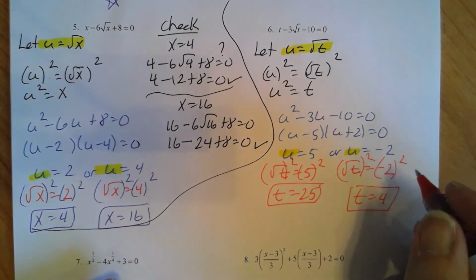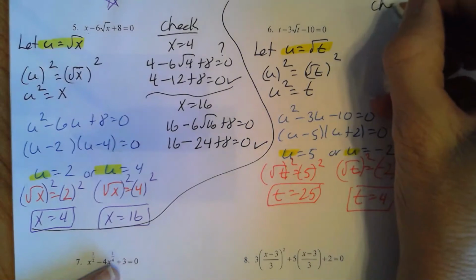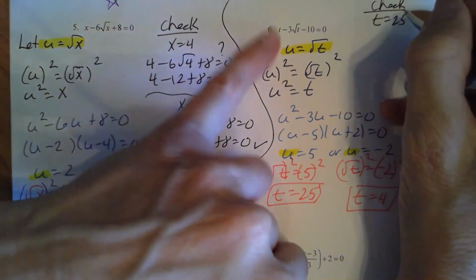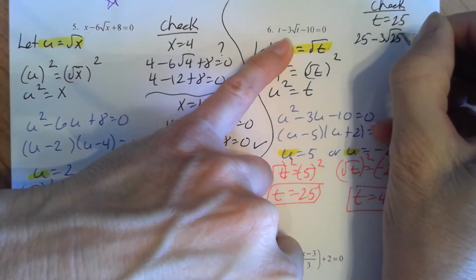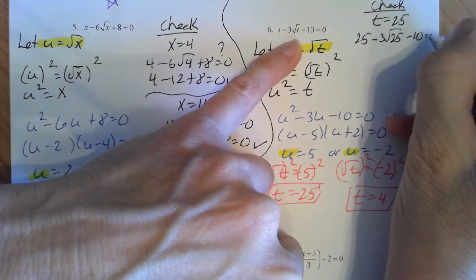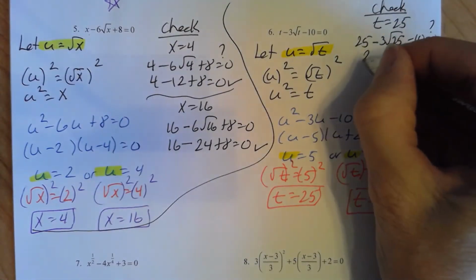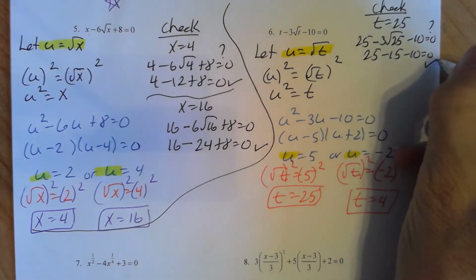Now let's check our answers. When I plug 25 into the original, so let's check t equaling 25. So we get 25 minus 3 times the square root of 25 minus 10 is supposed to be 0. Well, the square root of 25 is 5, and 5 times 3 is 15, so we get 25 minus 15 minus 10. Does it equal 0? Yes.